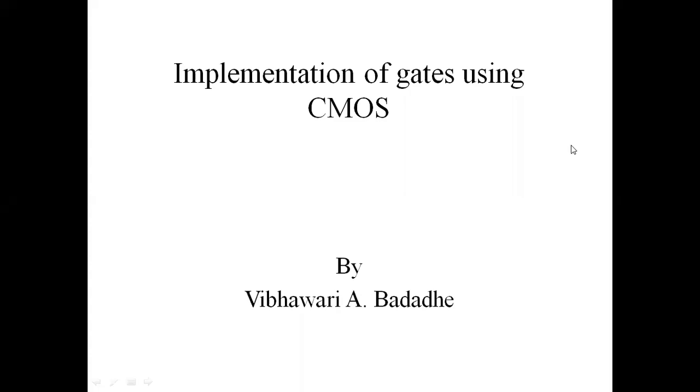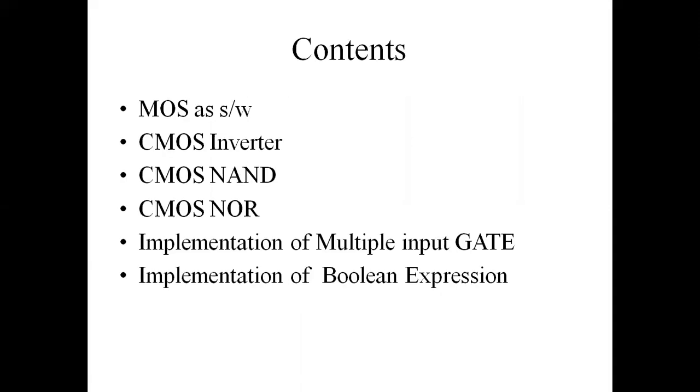Today we are going to discuss the implementation of the gates using the CMOS. The contents that we are going to discuss are, we'll see the MOSFET as a switch, then we'll see the CMOS as an inverter, CMOS as a NAND gate, and the CMOS as a NOR gate. Then we'll see the implementation of the multiple input gate by using CMOS. Then at the last, we'll see the different Boolean expressions implemented by the CMOS.